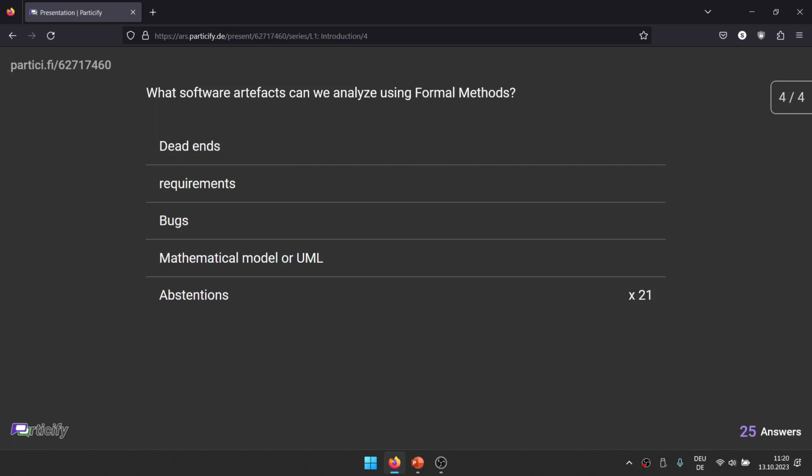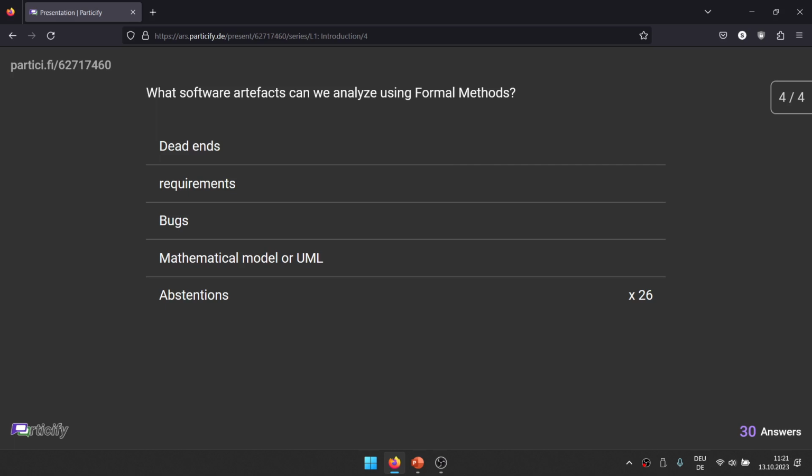So here, mathematical models or UML. Yes, we can create mathematical models of our software, and we can create UML models of our software, and then we can analyze them. There's a bunch of works that look at how we can analyze class diagrams. How can we check that models can be instantiated from this diagram? There's, for example, the Object Constraint Language, which makes it tricky to constrain your systems. So then you want a formal methods tool that tells you whether you did something wrong or not.